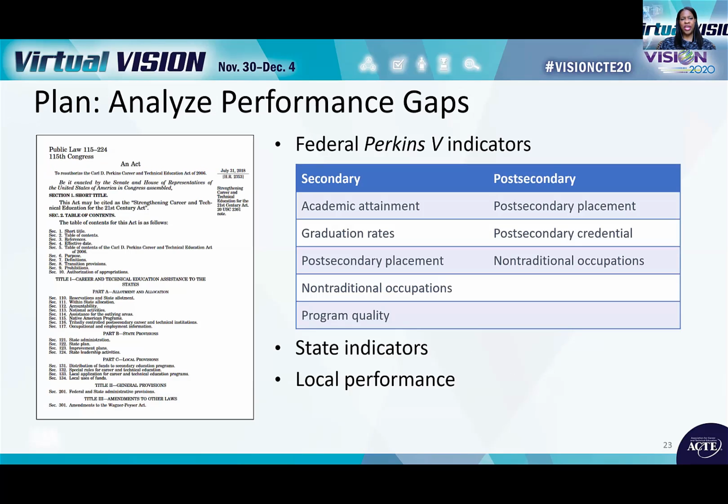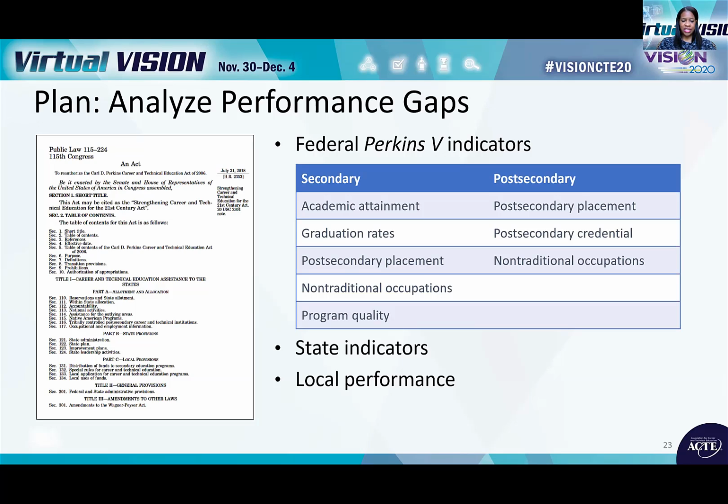And then as you start to analyze the data, one of the places that you will want to start is the Perkins 5 indicators and looking at those. This data can be accessed through your Comprehensive Local Needs Assessment, your CLNA, or if that's unavailable, you can obtain that data from your state agency that administers Perkins 5. This data is going to really provide some good insight into outcomes of students who concentrate in a CTE program or a program of study.